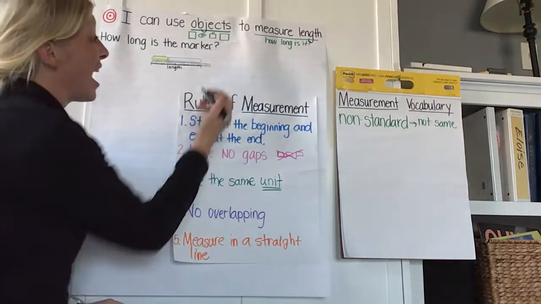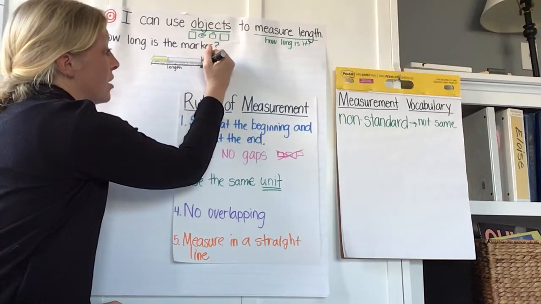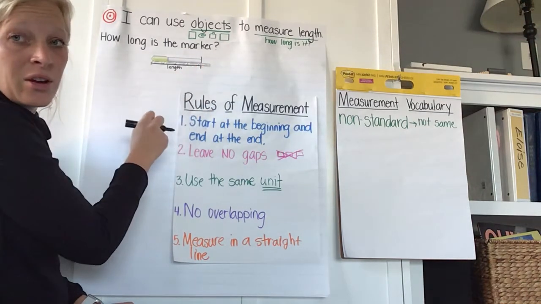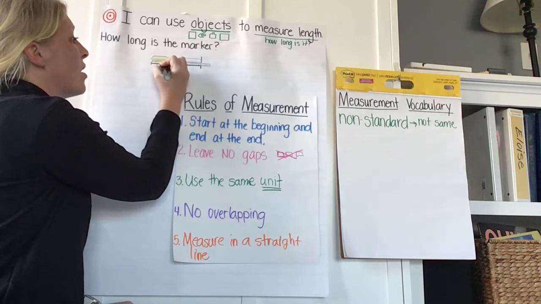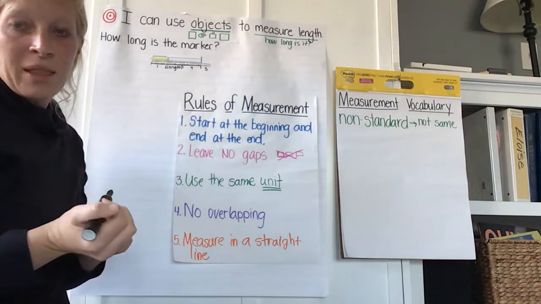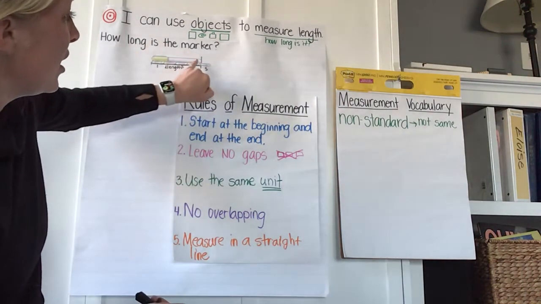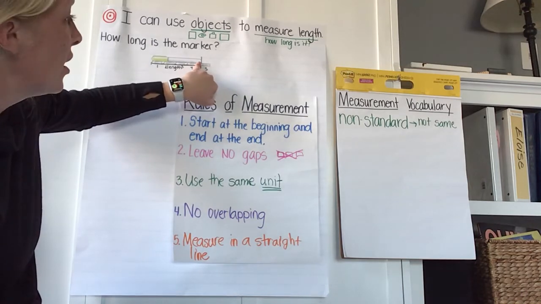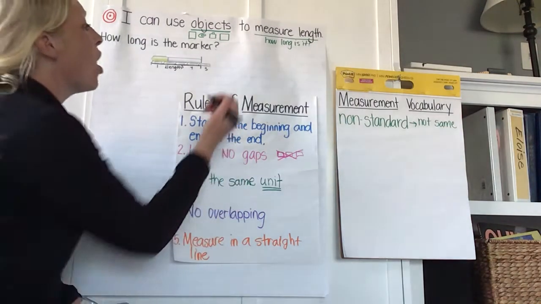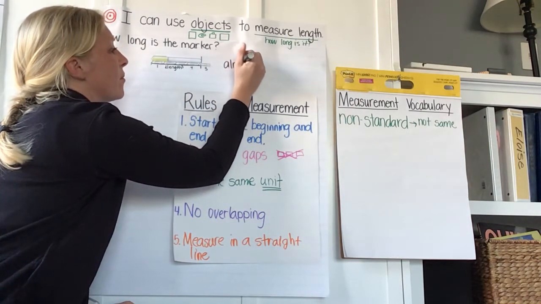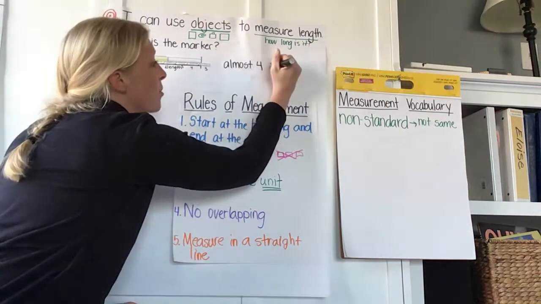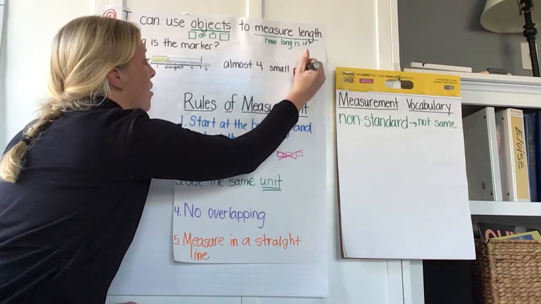Because this is not an exact measurement, is it? It's almost. Is it closer to 5 or is it closer to 4? Here we have our 1, our 2, our 3, our 4, and our 5. Looks like it's closer to 4, doesn't it? It's just a little tiny hair away from 4, but it's like a whole finger and a half away from 5. So I would say it's almost what? It's almost 4. And what's my unit? Small paper clips long.